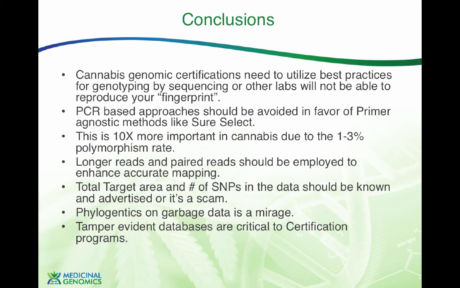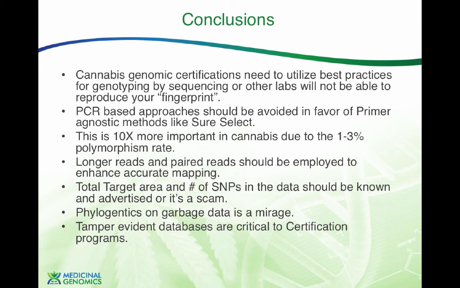And then the other question people should be asking is, what's the total target area that we're sequencing? If I'm paying for a $300 or $500 test, what am I getting for that? Am I getting 300,000 bases, or am I getting 3 million bases? This is kind of a price-per-gig question that is a standard in DNA sequencing.